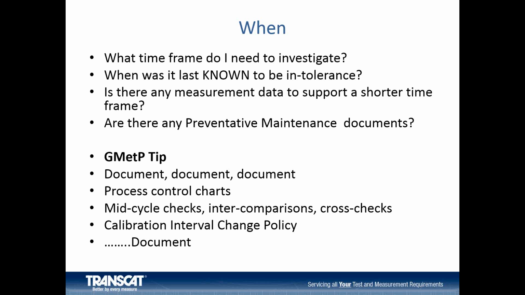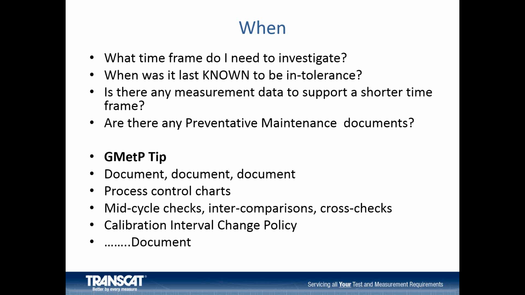We also do mid-cycle checks or intercomparisons, or cross-checks as we like to call them in our industry. We do some comparisons; balances are a good one for this. A lot of people have a check standard. You got a balance, you put your check standard on once a day or once a week, take it off, you record the reading. For that day, you know that that balance is performing well based on that history that you have of taking those readings. Hopefully they're documented and you have something to look at.